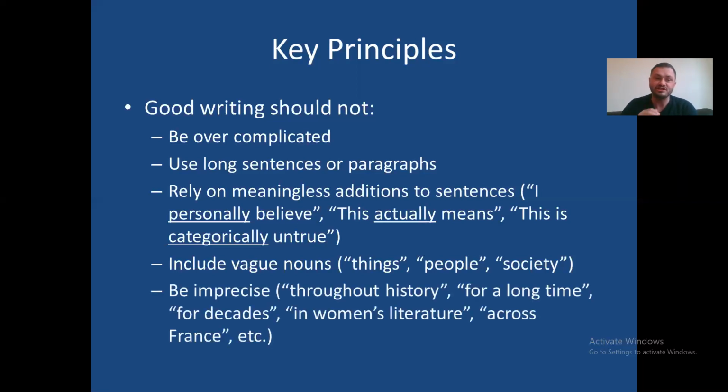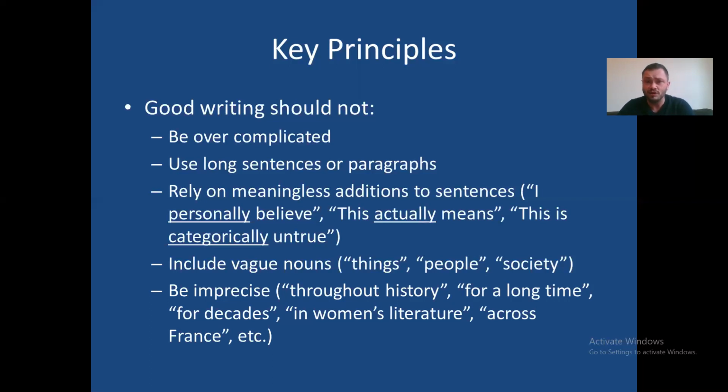And finally, good writing should not be imprecise. So a few examples of this are people who say things like throughout history, for a long time, for decades, in women's literature, across France, or anything like that. The risk of doing this is it makes it look like you don't know which aspect of history or which part of women's literature or which part of France you're talking about. You're kind of throwing out vague terms that don't really shape your writing in any meaningful way. Instead of saying throughout history, say the parts of history you're talking about, be precise.